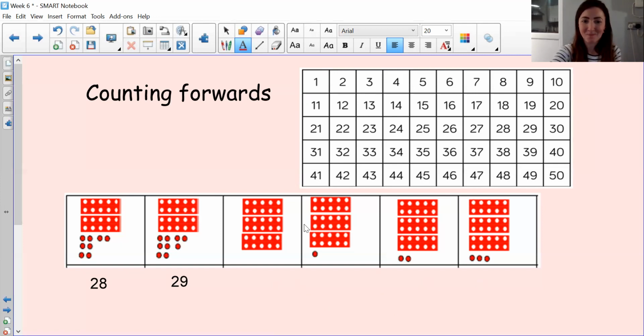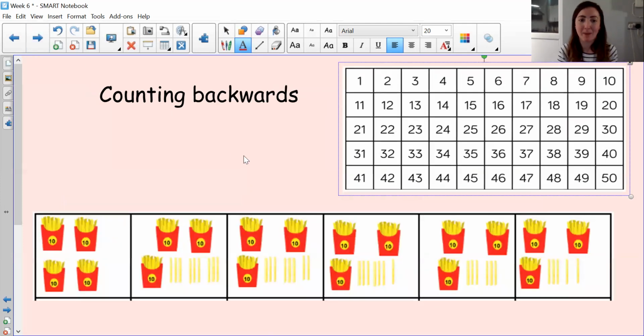Right, how did you get on? Let's see if you were right. So we have 28, 29, then we've got 30. And we can see that one quite clearly because this time there are 3 10s and 0 1s. So 28, 29, 30, then next is 31, then 32 and 33. Did you manage to get all of those as well? Excellent work.